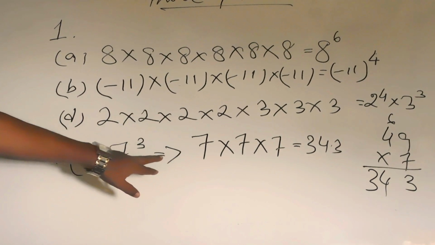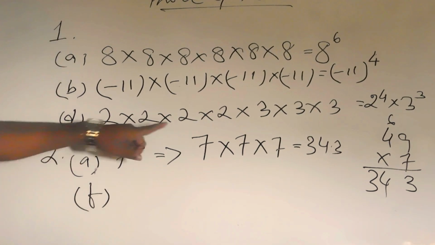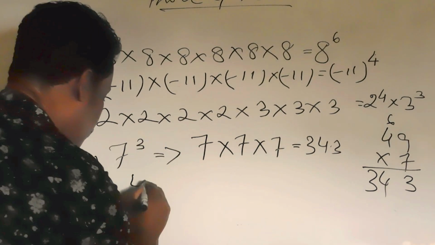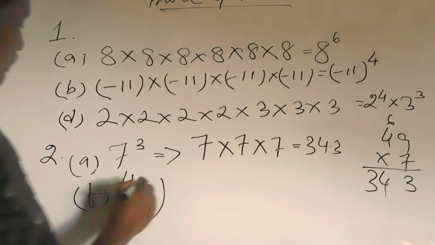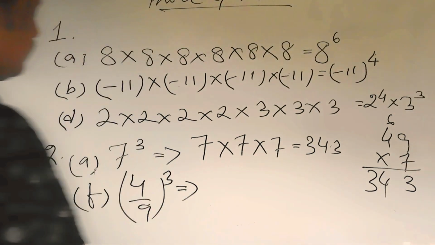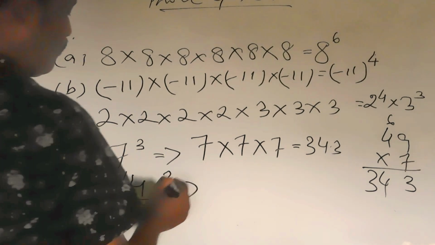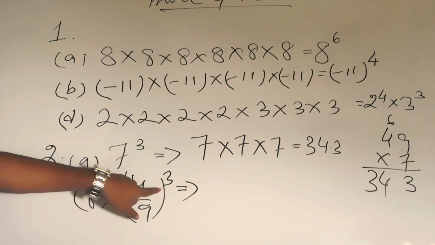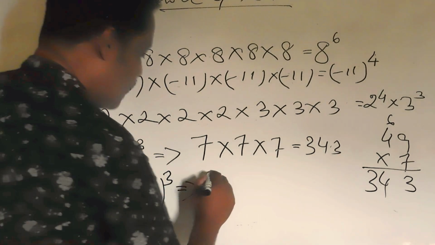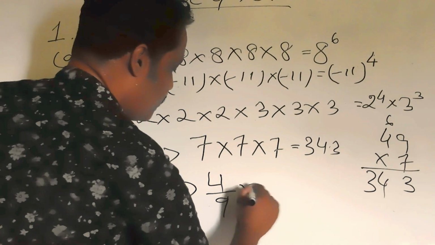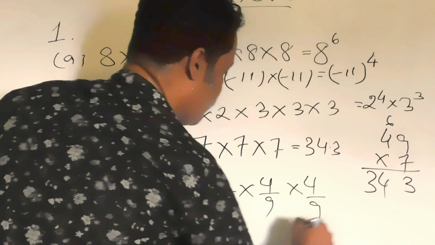I will show you one more from this question, that is question number F. Children, I am not doing everything because you will have to try by yourself. It is 4 by 9 in brackets to the power 3. In the same way, this is a fractional number, 4 by 9, to the power 3. Power 2 is square, and to the power 3 is cube. So you write this 4 by 9 three times: 4 by 9 into 4 by 9 into 4 by 9.